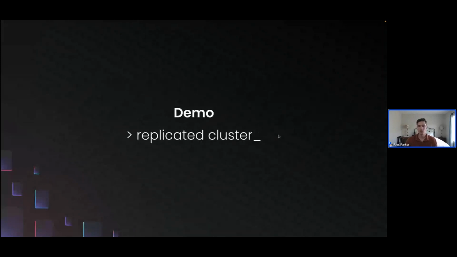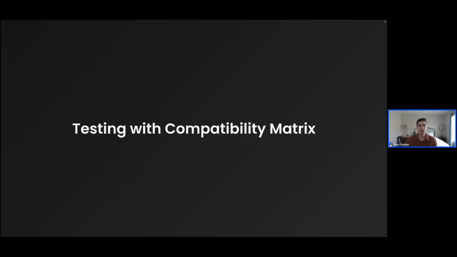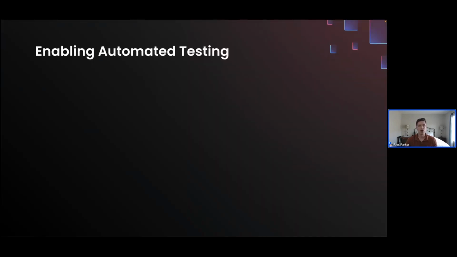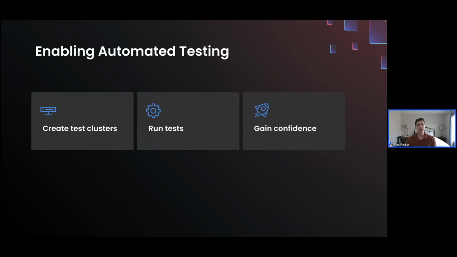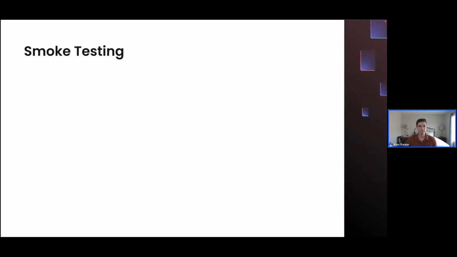But ultimately the goal of the compatibility matrix as well is testing with it. So we're all about enabling automated testing using the compatibility matrix. Ideally, you'd create some test clusters, run tests on those clusters, and then gain confidence that your application is going to work on the variety of different environments it might be deployed on, and do all of that automatically.